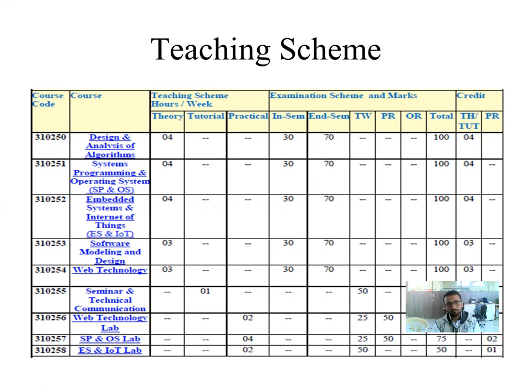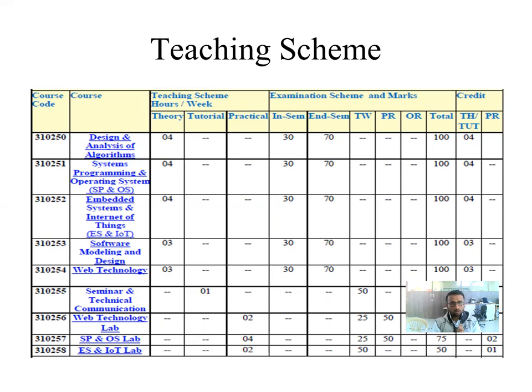If you observe the teaching scheme, then we have examination scheme and marks. So for this particular software modeling and design subject, we have two types of exam: in-sem examination and end-sem examination. For in-sem examination, we have 30 marks of written examination. And for end-sem, there will be a 70 marks written examination. The in-sem examination will be on the first 3 units, and the end-sem examination will be on all 6 units, from first unit to 6th unit.